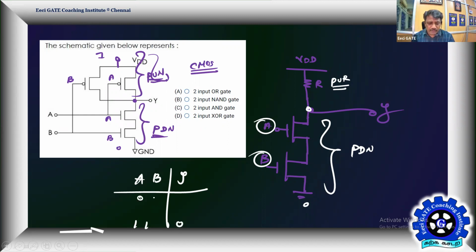If any one or both are off, so A and B are 0, 0 means both are off. These are active high switches. Remember, if the input is logic 1, they turn on. That means they serve as a closed switch. Both are active high switches, so they are looking for 1 to turn on. Only when both are on, Y will be connected to logic 0. So when both are 1, the output is 0. For the rest of the combinations of AB, 0 0, 0 1, 1 0, the output will not be pulled down. If none of them is in the on condition, automatically there is no current.